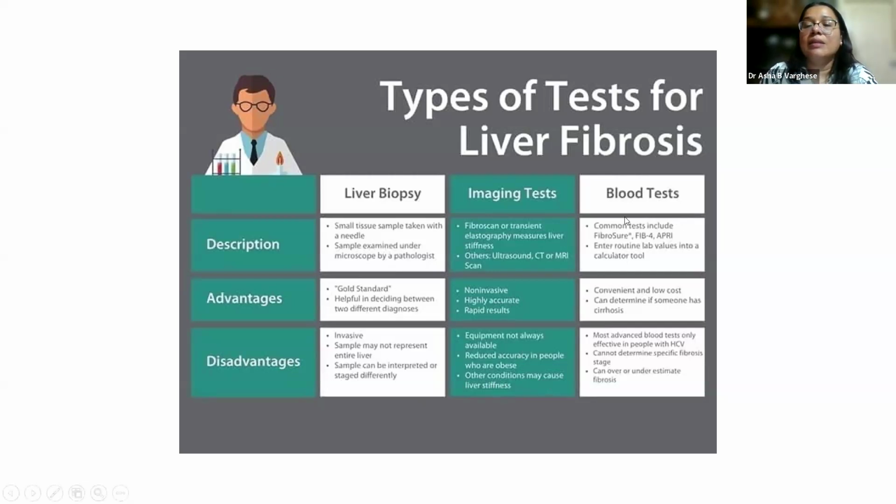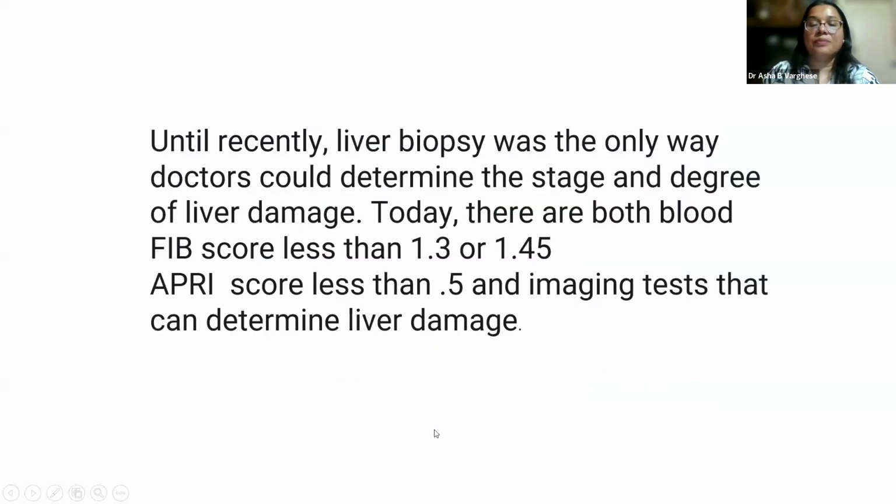Blood tests. Some of the tests include FIB-4: ALT-AST ratio, prothrombin. It is a test which is done to diagnose liver fibrosis. APRI, I'll be explaining again. Enter routine lab values into a calculator tool. What are the advantages? It is convenient, low cost, and can determine if someone has cirrhosis. Disadvantages: most advanced blood tests are only effective in people with HCV. They cannot determine the specific fibrosis stage. They can over- or underestimate fibrosis.